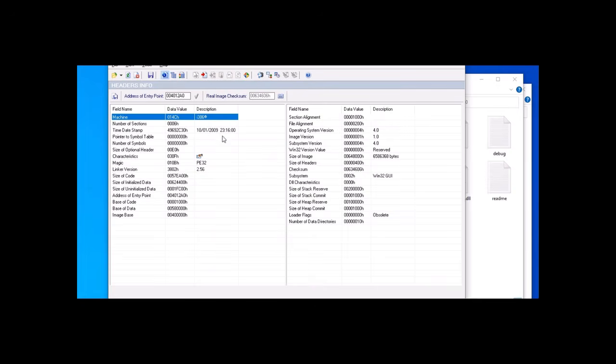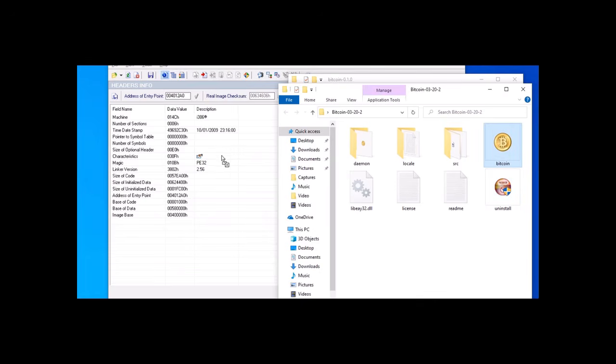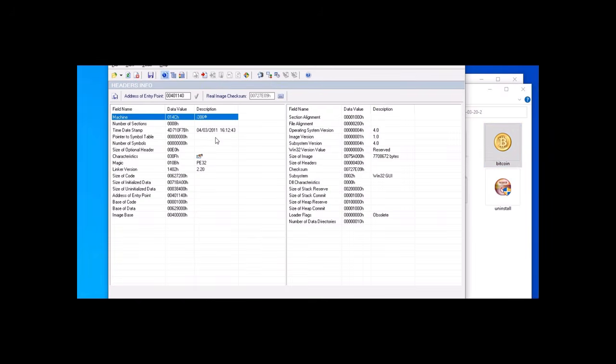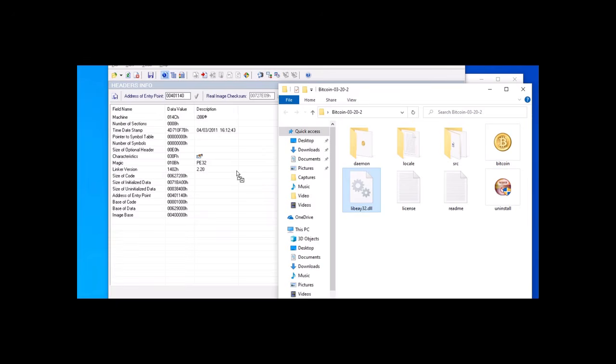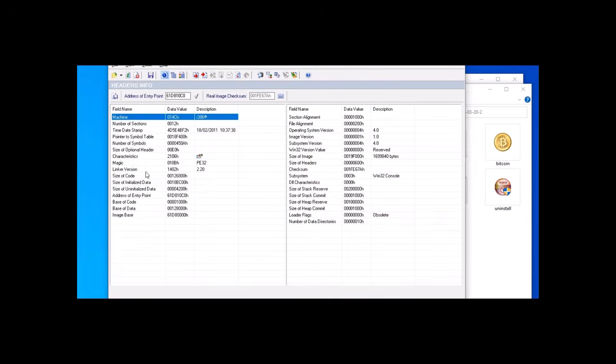There is this file developed on January 10th of 2009. This is the very first version of Bitcoin, and this is the one developed by Gavin Anderson. And you see the linker, it's 2.2, right? So this one was developed on Windows. And the library that I was talking about was also developed by Gavin Anderson with the same linker version, and the date is 2011.